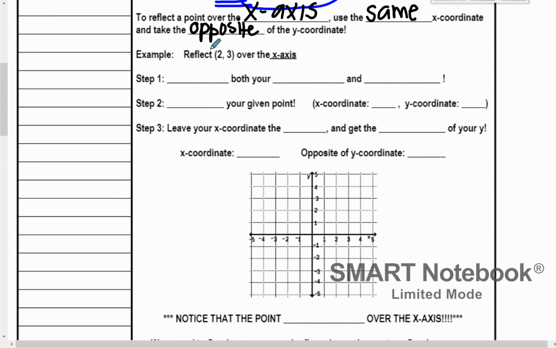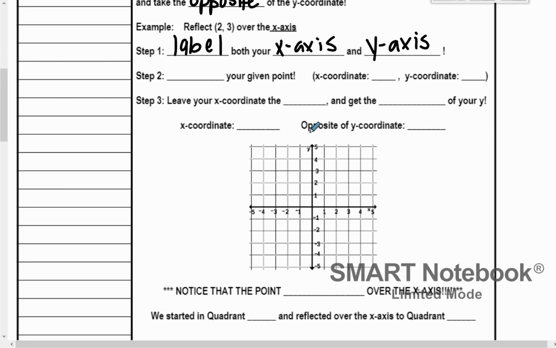Okay, let's put some meaning to those words by doing an example. We're going to reflect the point (2, 3) over the x-axis. Our first step is to label both our x-axis and our y-axis. That's super important, especially when we're reflecting, because even if it's already labeled, we want to make it stand out. This is our x, that's our y. That helps us know which line we are reflecting over. We're reflecting over the x-axis, so I'm going to bold this line right here to know that that's the line we're flipping it over.